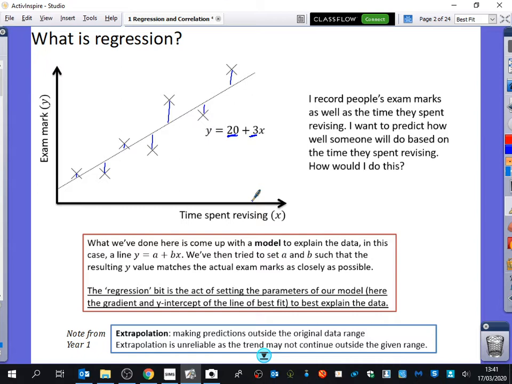And that is probably because if you were to think about revision and how you do in an exam, you do some revision, and after a certain point, you can keep revising, and the trend is probably going to level off. Because it doesn't matter how much you revise after a certain point, you're going to reach a particular maximum kind of mark. So you can't make predictions that are reliable outside of the given range, and this is called extrapolation. This is a word you need to know. This is an explanation you need to give.